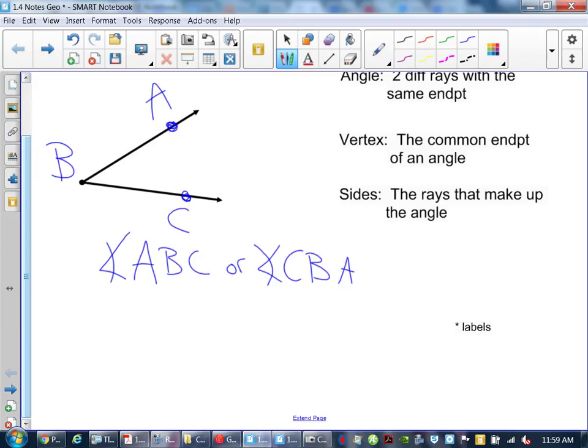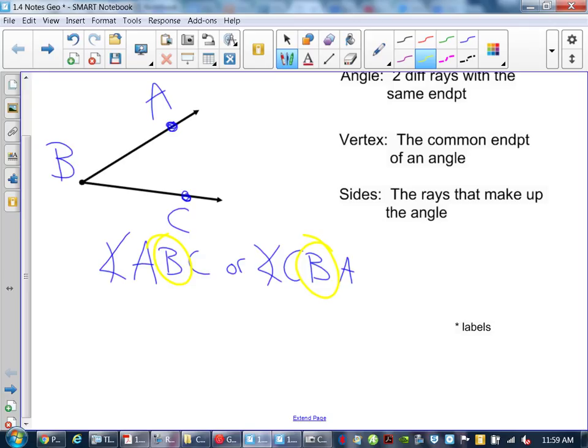What's consistent between those two write-ups? B is in the middle. Why is it in the middle, do you think? Because it's the vertex. Very good. No matter what, the vertex of an angle, when you label it out, is always going to be the second letter. Always, always, always. That will never change. The other ones just tell you what direction you're walking.